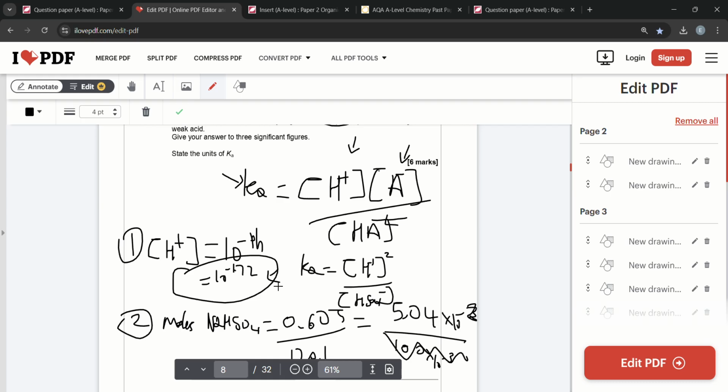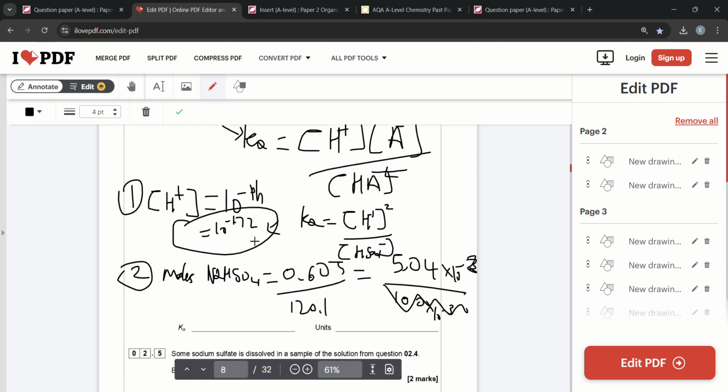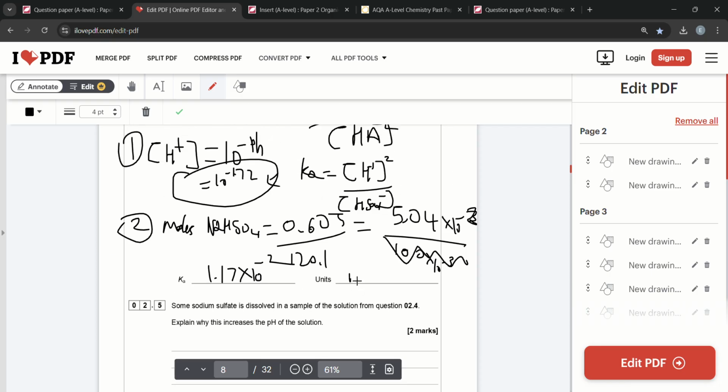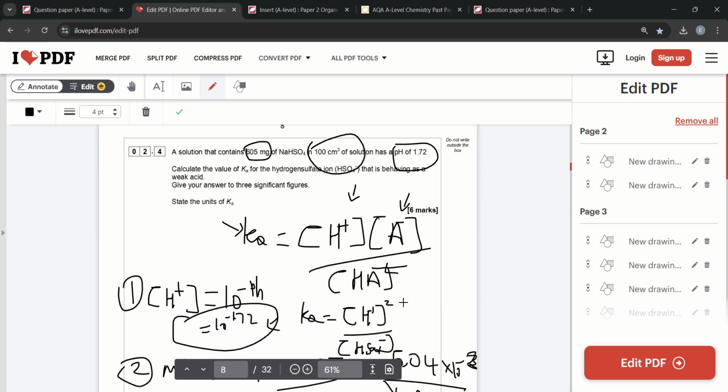We've got 10 to the power minus 1.72 squared, divided by the change in concentration, so 0.0504 minus 0.0191 of the H+ ions, and you should get 1.17 times 10 to the power minus 2, and the units are mol per dm³. Think about it, we've got concentration squared divided by concentration, so it's going to be mol per dm³.